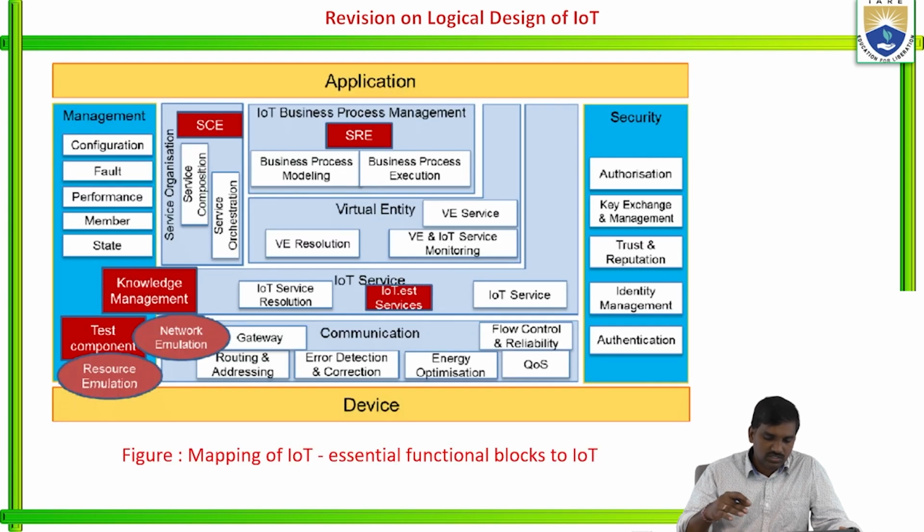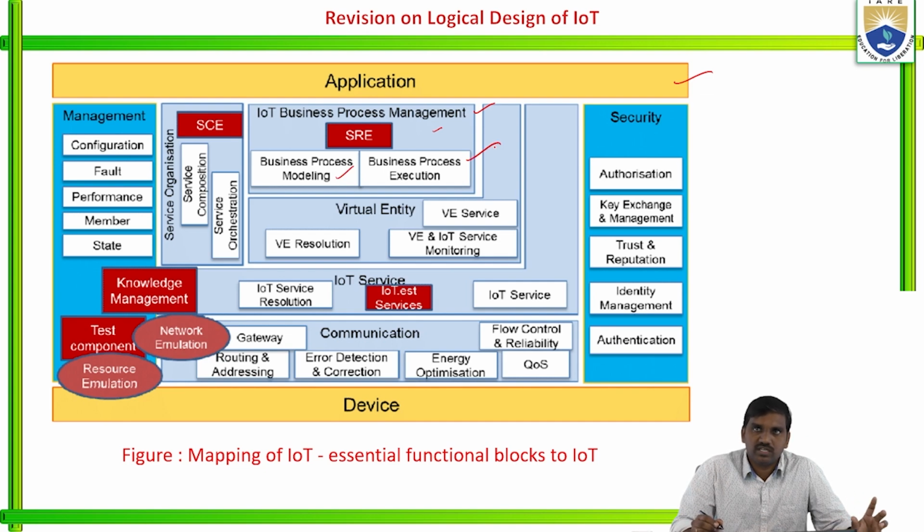Next, this is the mapping of the essential functional blocks of IoT, an overview of the functional blocks. Under the applications, we have different applications like IoT business process management, that is, business process modeling and business process execution.